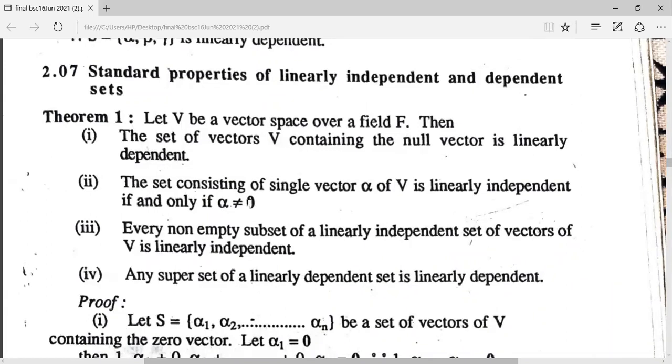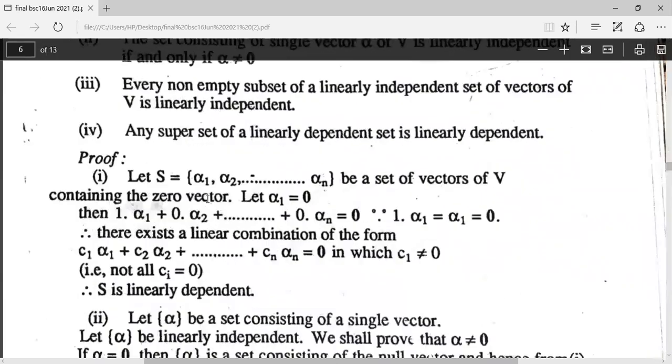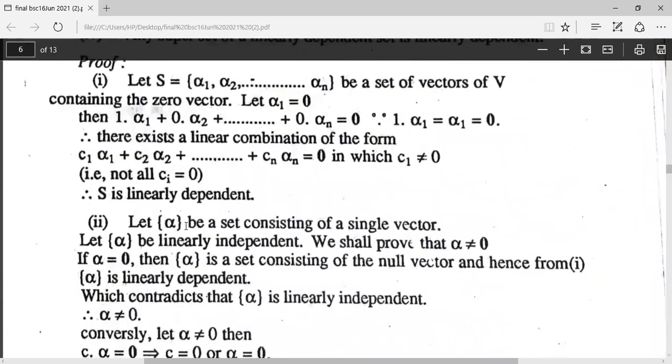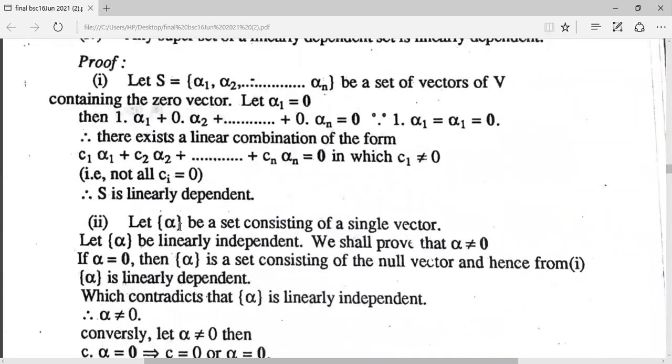The converse is also true. That is, if alpha is not 0, then the set is linearly independent. If a set consisting of a single vector alpha, a singleton set having alpha alone, is linearly independent, then alpha is not equal to 0. The converse is also true because of the if and only if condition. Let us prove this.